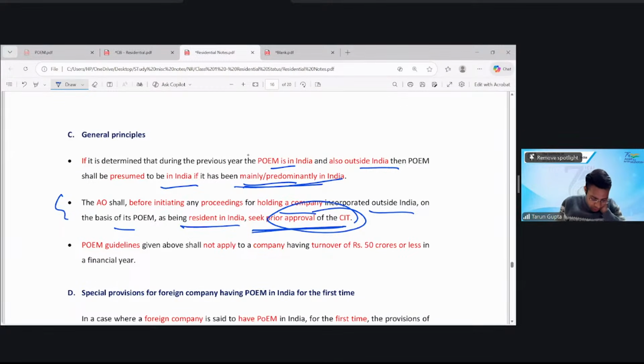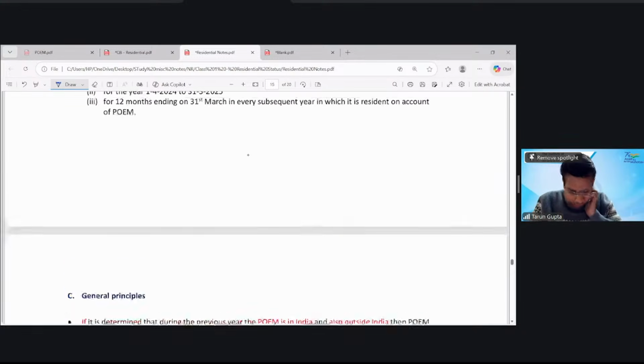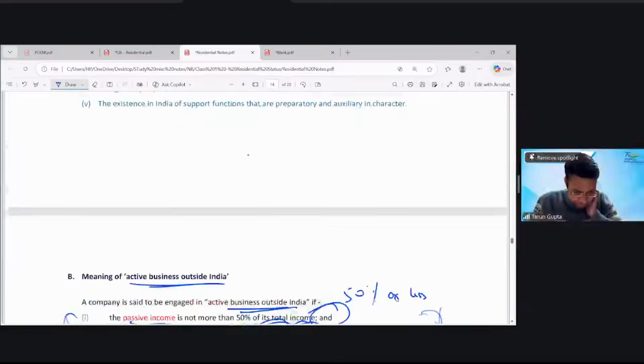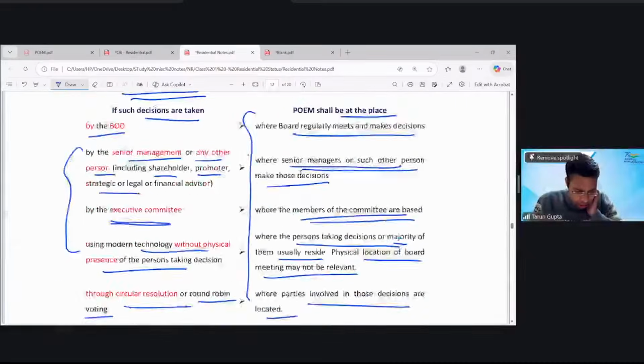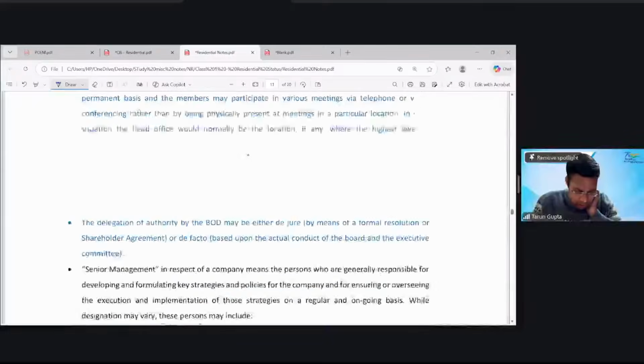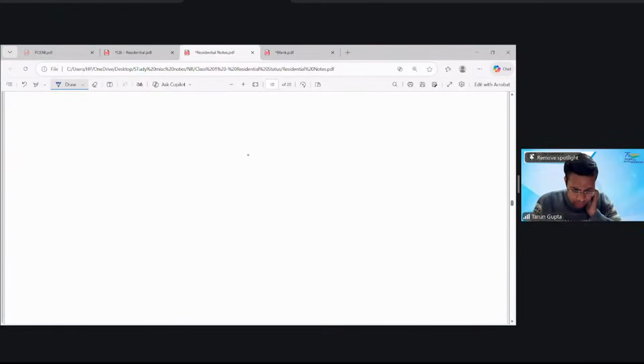The POEM guideline given above shall not apply to a company having turnover of 50 crore or less in a financial year. So I told you it applies to bigger companies, not smaller companies. Okay. Now let's see some basic concepts which we have discussed, and we'll again see.